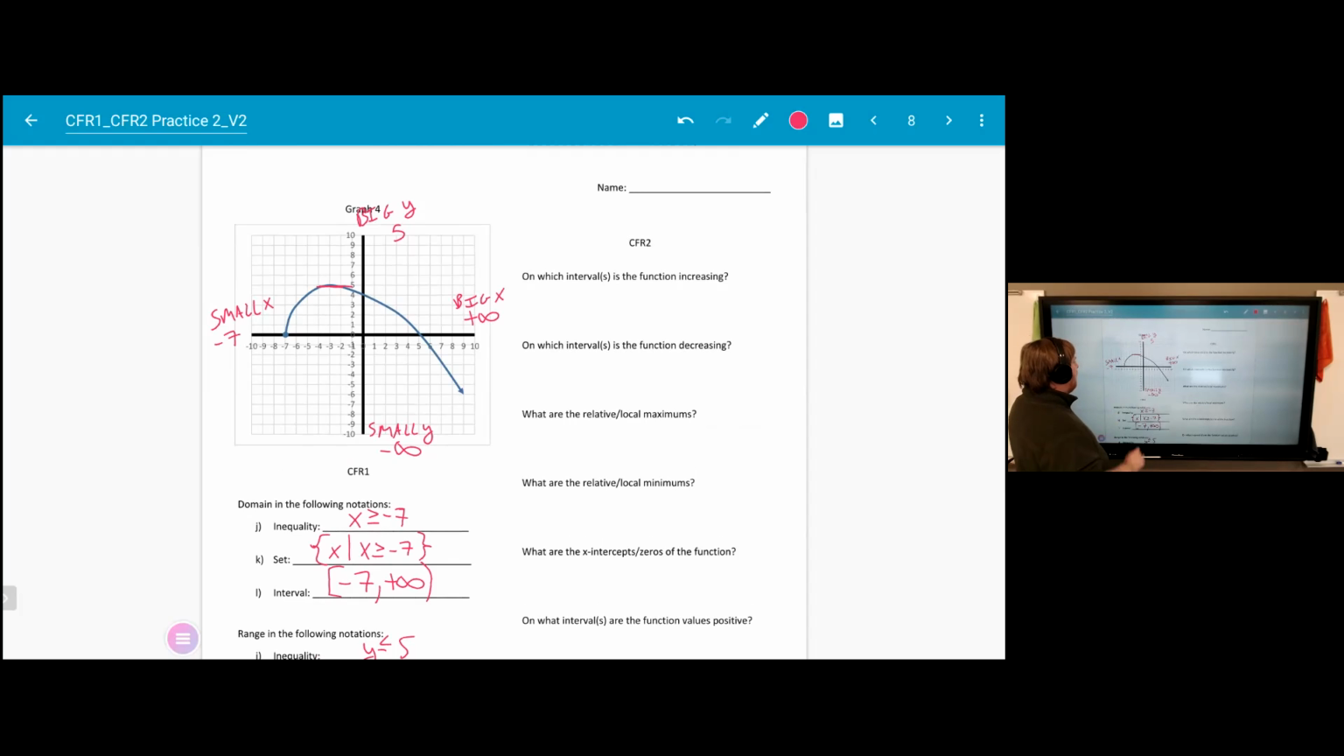Okay? Now, I'm going to kind of whip through the rest of them here. Where is it increasing? Well, this function is going up from here until here. So from -7 to -3.